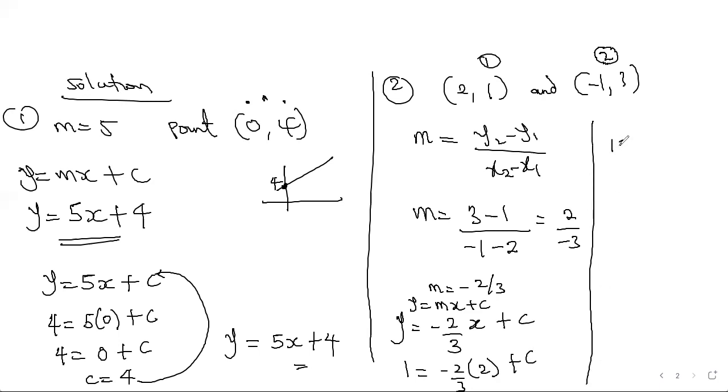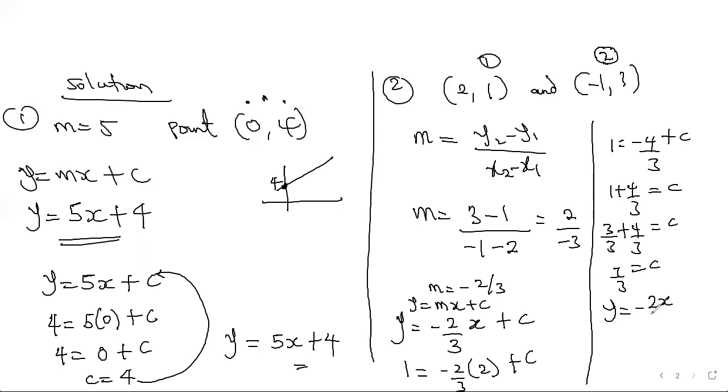So I continue here. I'll have 1 equals minus 4 over 3 plus c. Then it means that 1 plus 4 over 3 equals c. So this one can be written as 3 over 3 plus 4 over 3 equals c. Then I'll have 7 over 3 equals c. So c is 7 over 3. So the equation will be y equals minus 2x over 3 plus 7 over 3.